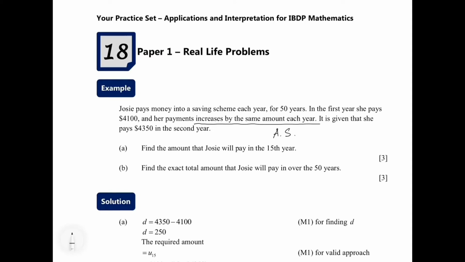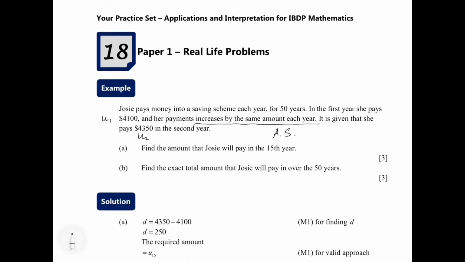Once we confirm that this follows an arithmetic sequence, then we can consider the other information. We can see that in the first year, she pays $4,100. So this is the information for the first year. Then we can define the first term U1 to be 4,100. And from the last sentence, it is given that she pays $4,350 in the second year. So we can consider U2, the second term, to be $4,350.